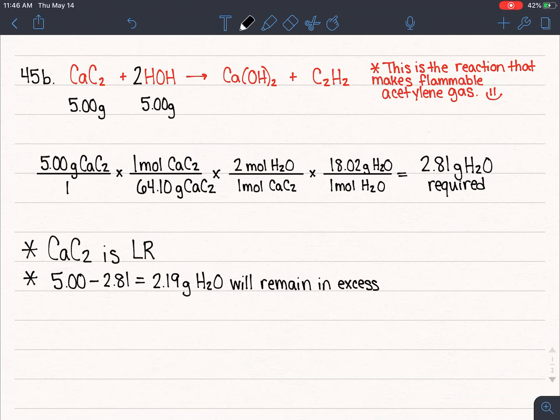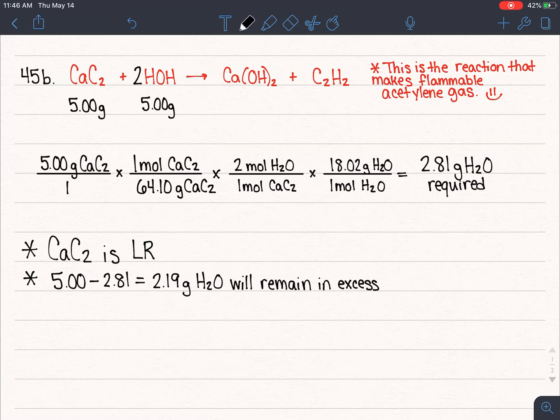Question 45B from your homework asks this. For each of the following unbalanced reactions, suppose exactly 5 grams of each reactant is taken. Determine which reactant is limiting, and also determine what mass of the excess reagent will remain after the limiting reactant is consumed. I wanted to just break that process down for you guys because a lot of what you have to do is very similar to this for this homework assignment.